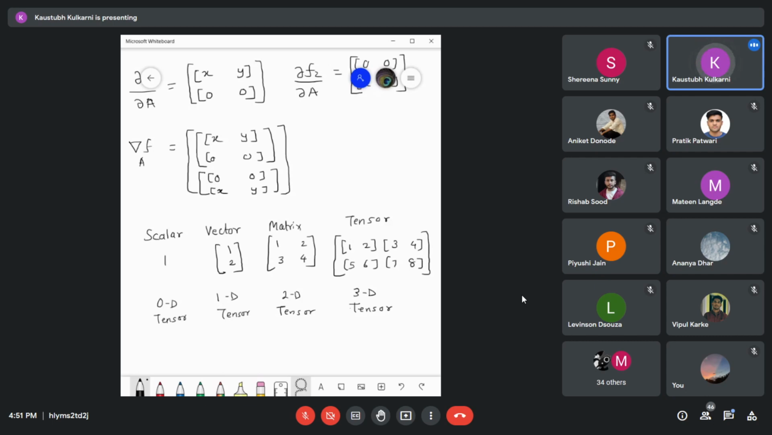So is this concept clear? Our answer, our gradient, is actually a tensor. But for all practical purposes, we can skip some of the braces and it will look like a matrix. Even this looks like a matrix only, but this is actually a tensor.